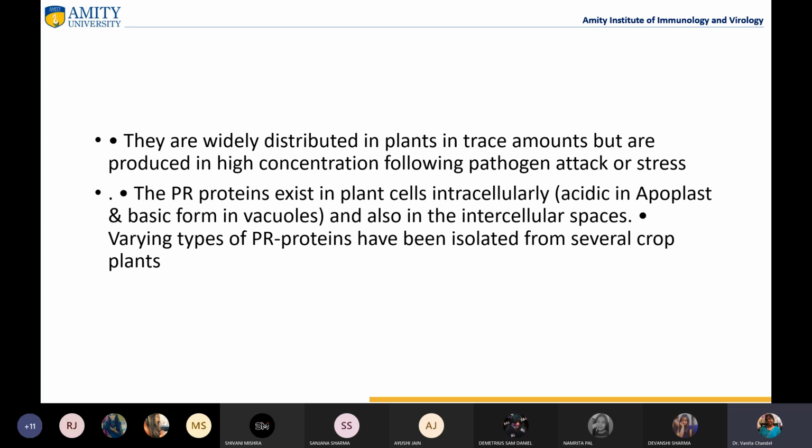These proteins are widely distributed in very trace amounts, meaning smaller amounts, but they are produced in very large numbers or at high concentration when there is a pathogen attack or a certain kind of stress in the plant. Now, the PR proteins exist in plant cells intracellularly. They are acidic in the apoplast and basic in the vacuoles, and they are also found in intercellular spaces, right? So varying types of PR proteins have been isolated from a number of different crop plants.